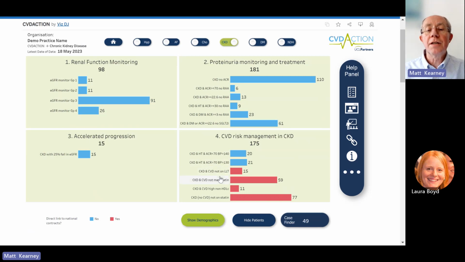Patients with CKD and cardiovascular disease, again, are they on lipid-lowering therapy? Are they on suboptimal dose or intensity? Are they just not treated to target and should be considered for inclisiran or other similar drugs? And then there's a primary prevention one too.